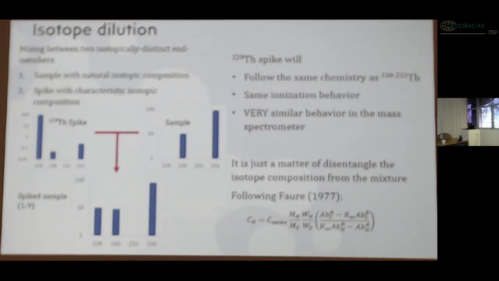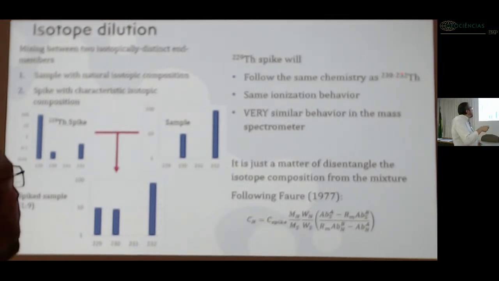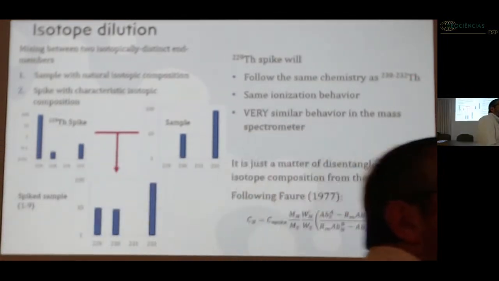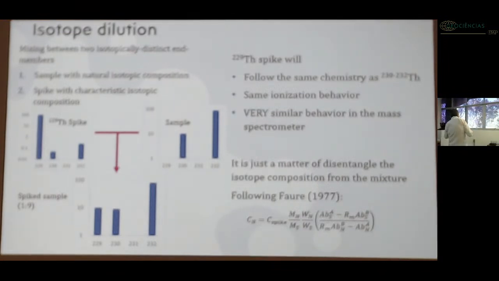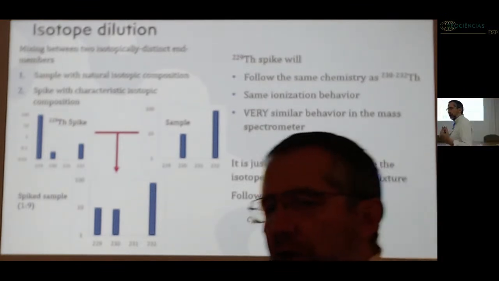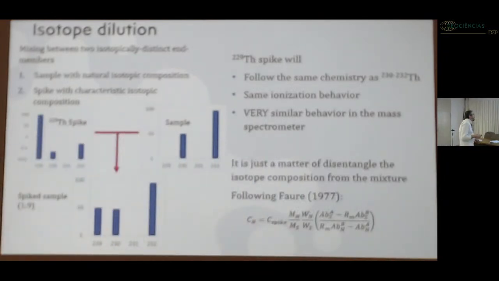So if we lose a little bit because it got stuck to the walls of the container or whatever, we're going to be losing thorium-230 at the same proportion as thorium-229. Because we're mixing them together, if a drop is accidentally lost during the analysis, we will be losing 229 and 230 in the same proportions. So that will help us have a control of how much thorium is actually analyzed. And they have very similar, not identical, but very similar behavior in the mass spectrometer.